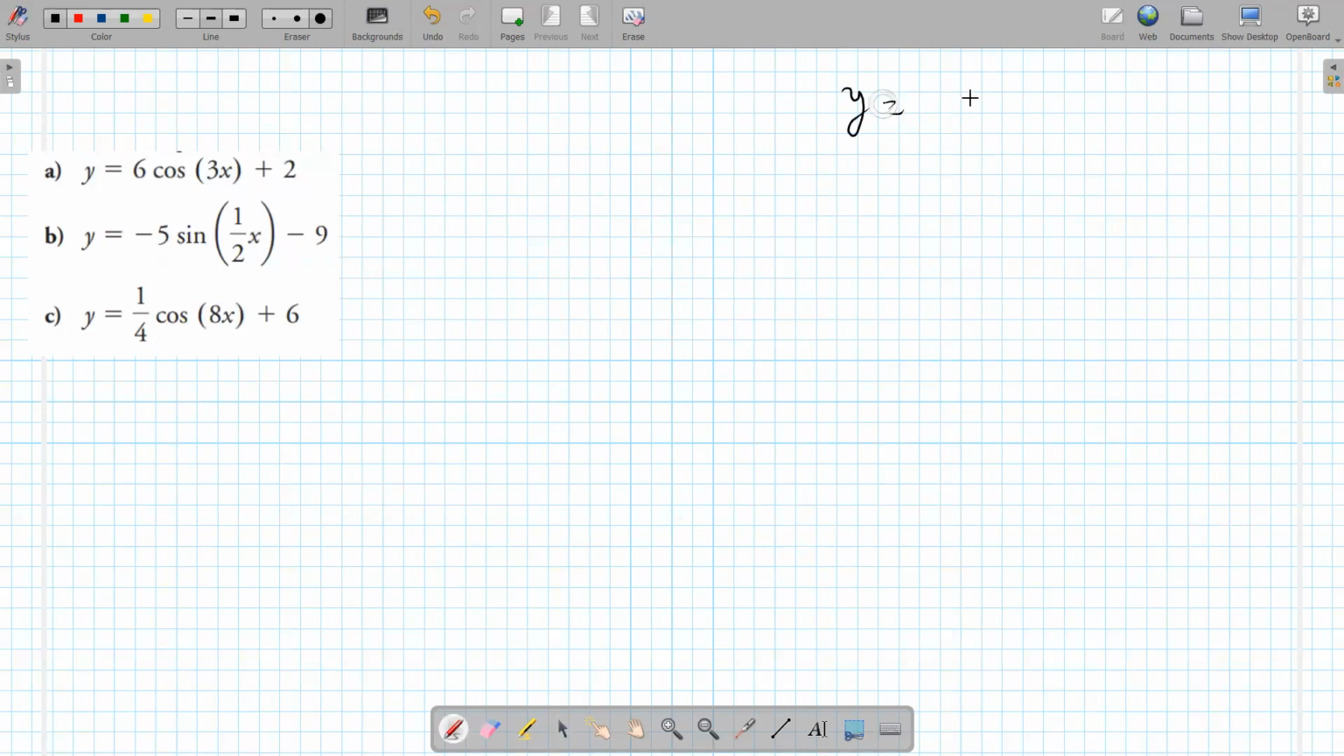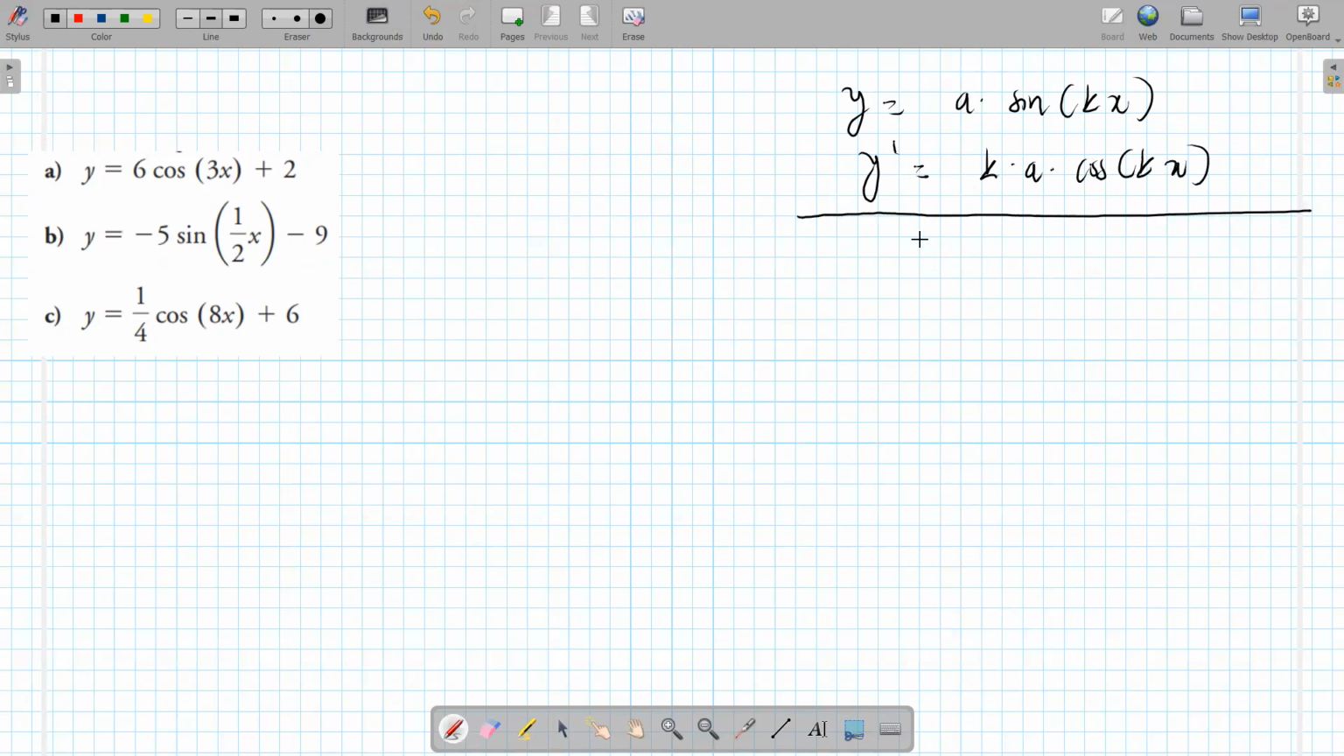If y is a times sine kx, y prime is k times a times cosine of kx. Sine becomes cosine. You pull out the k. Whereas if a is cosine, the original function is cosine, then that thing becomes negative sine. So this is the shortcut for trig functions. That's all you have to know.